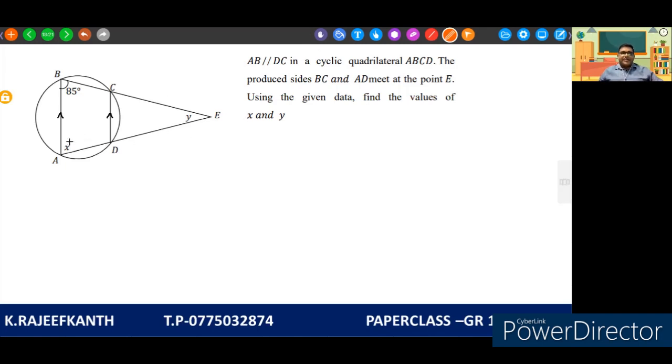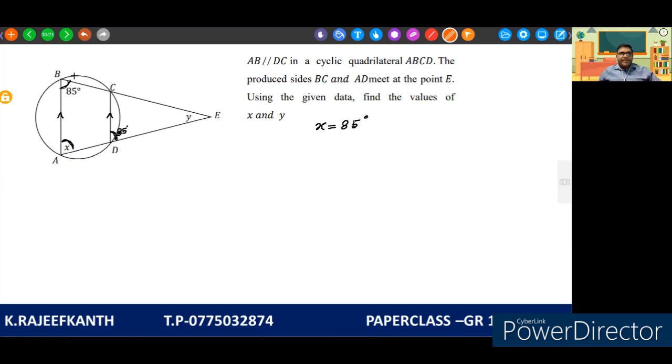Here we have to find the value of X first. Here if it is 85, then we can mark this angle as 85, because this is an exterior angle of that cyclic quadrilateral, and the exterior angle is equal to the interior opposite angle. So we can mark these angles as 85. Now we know that these two angles are corresponding angles because these two sides are parallel. So corresponding angles are equal. Then X is equal to 85.